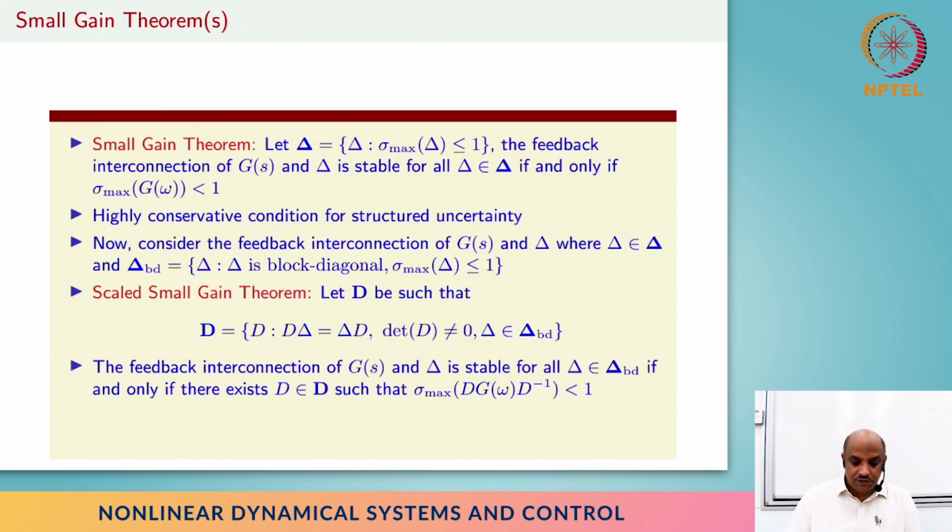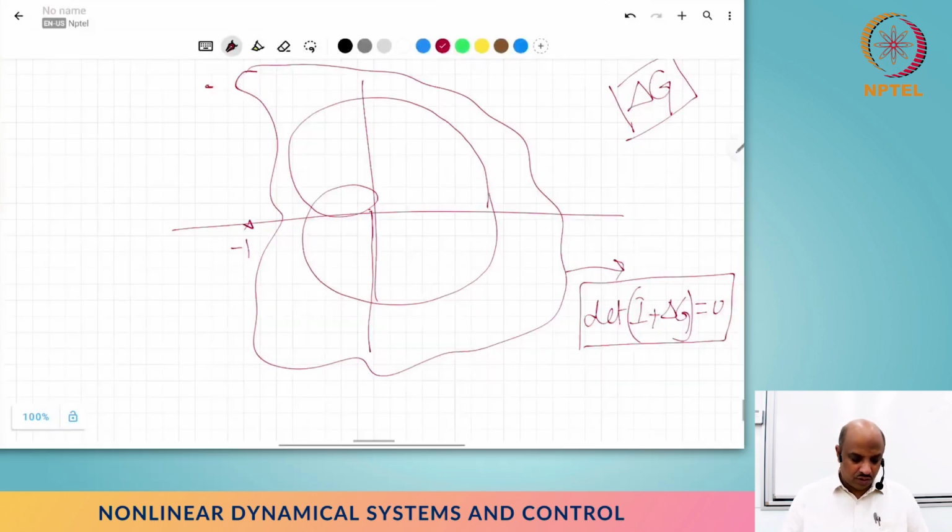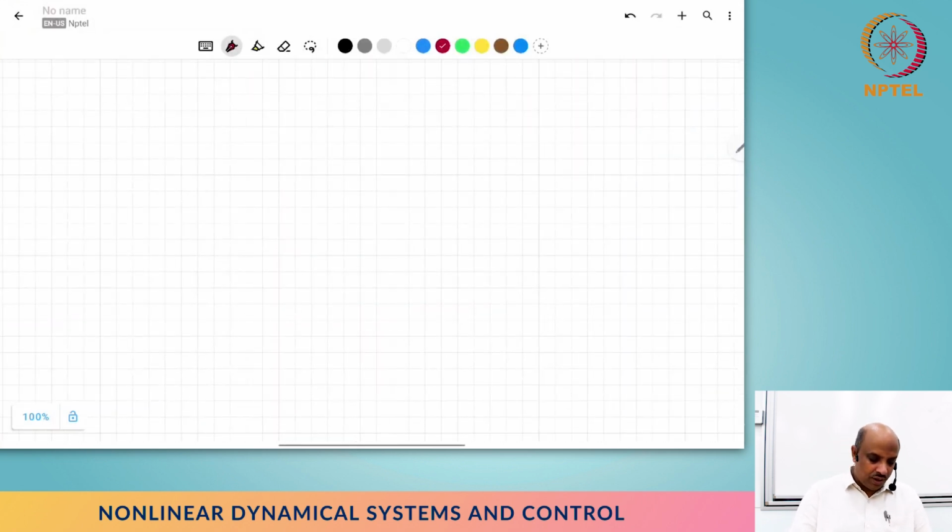So the feedback interconnection of G and delta is stable for all delta in this block diagonal set if and only if there exists a scaling matrix D such that sigma max of D times G times D inverse is less than 1. Now this is a nice extension of this particular structure of the delta, because perhaps when D is identity this condition may not be satisfied, but by putting in the structure, perhaps it's satisfied, right? That is the hope. Still, it's very much possible that D becomes identity, and then this is actually going to be allowing all kinds of uncertainty. So let me show you.